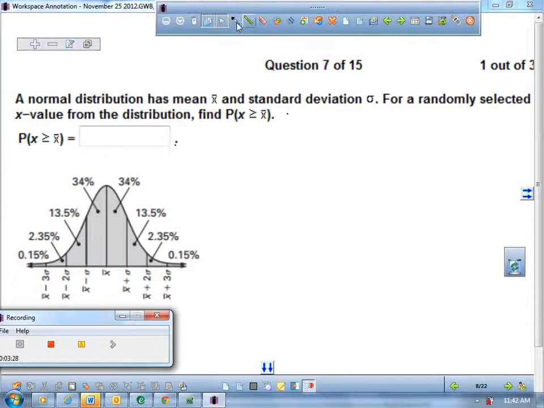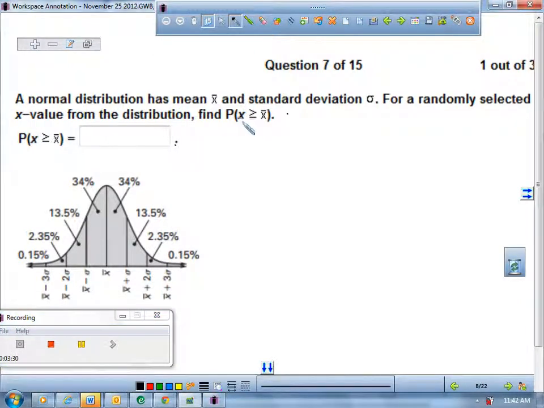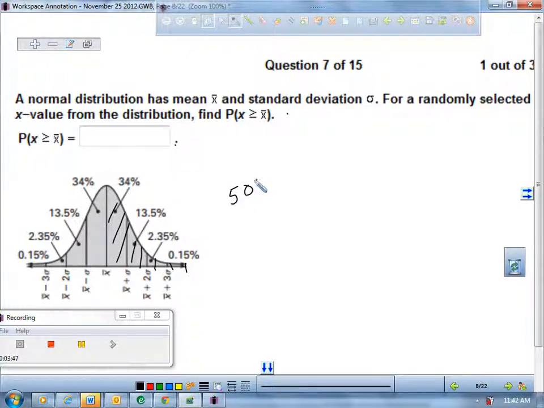Alright, let's look at another example with this. Here we're going to pick an x value randomly, and we want to know the chances, or the probability, of it being greater than the mean. So we want it to be greater than the mean. So it's everything this way. And we know everything above the mean is half the graph, which would be 50%. But again, we're talking about probability, so that's going to be 0.5.